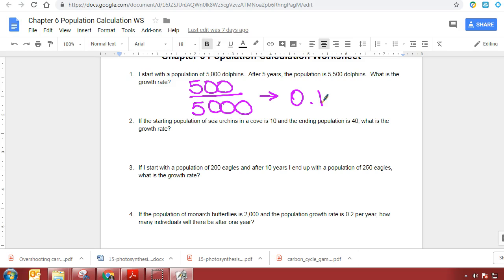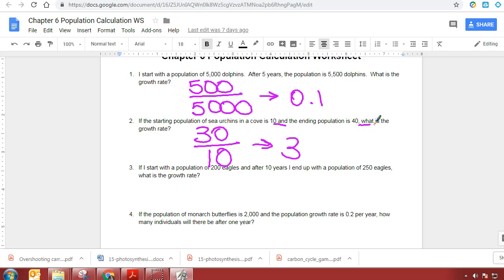Number 2, starting population is 10. What's the difference? 30 divided by the original, which is 10. Okay, so we're going to end up with 3. So what this is telling us is that for each individual in the population, we are adding 3 individuals, right? And that makes sense because we start with 10, we end up with 40, okay?